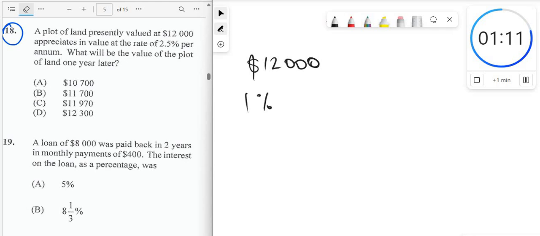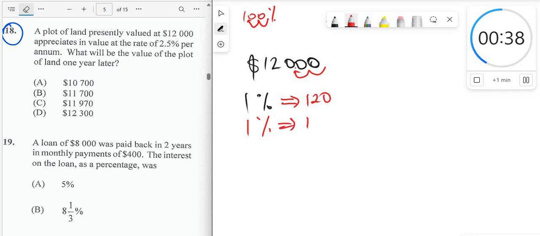When you're finding 1%, you move the point 2 places inwards. If it's 10%, you move it 1 place inwards. When it's 1%, you move it 2 places inwards. You can think of it like 100%, and you want to find 1%. So you move the point 1 place inwards, that's 10%. Another 1 place inwards, that's 1%. So to find 1% of 12,000, 2 places inwards, the point will go here, and that's $120. Another 1% will obviously be the same 120.